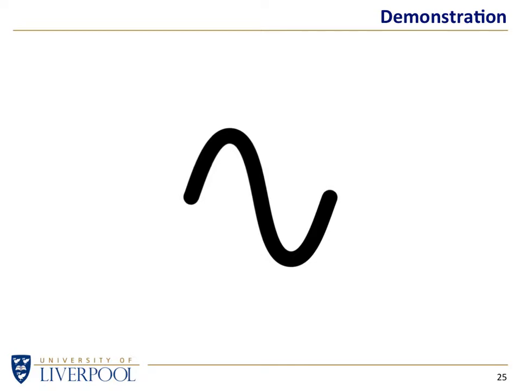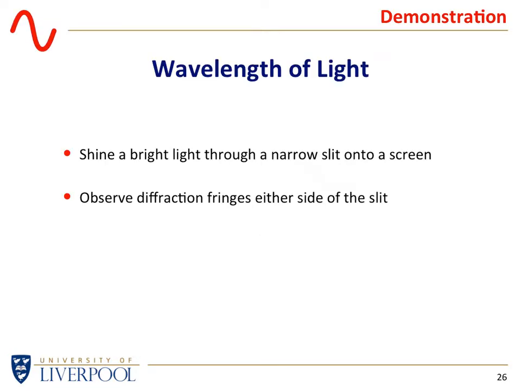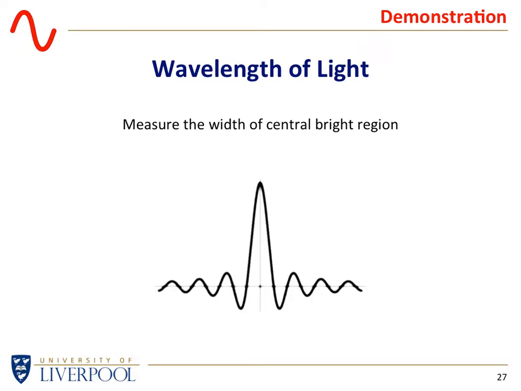So let me see if I can get the sequence right. Let's try. What we're going to do is shine a bright light through a narrow slit, and we're going to observe the diffraction effects. And what we're expecting to see is something similar to what we saw for the star a moment ago. If we shine light through a narrow slit, we wouldn't expect to just get the brightest light in the middle. We're also expecting to see it go dark and then brighter again and then dark and then brighter again and then dark. We're not going to see the faintest of these.